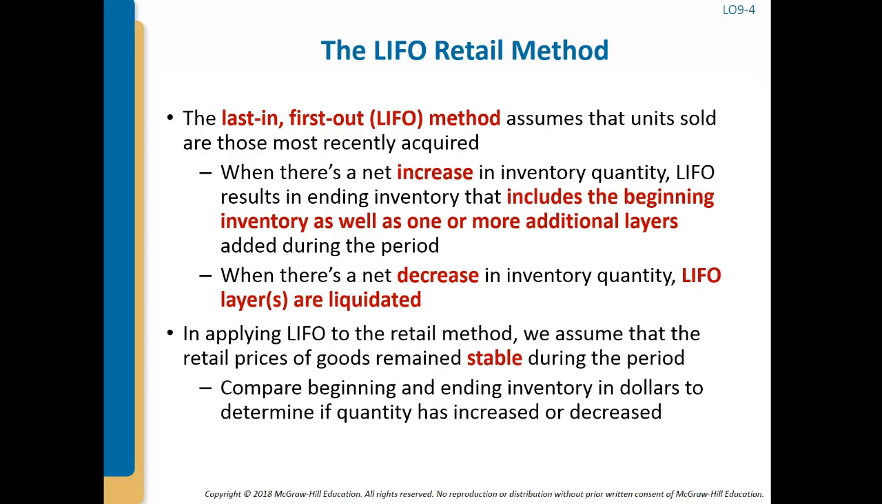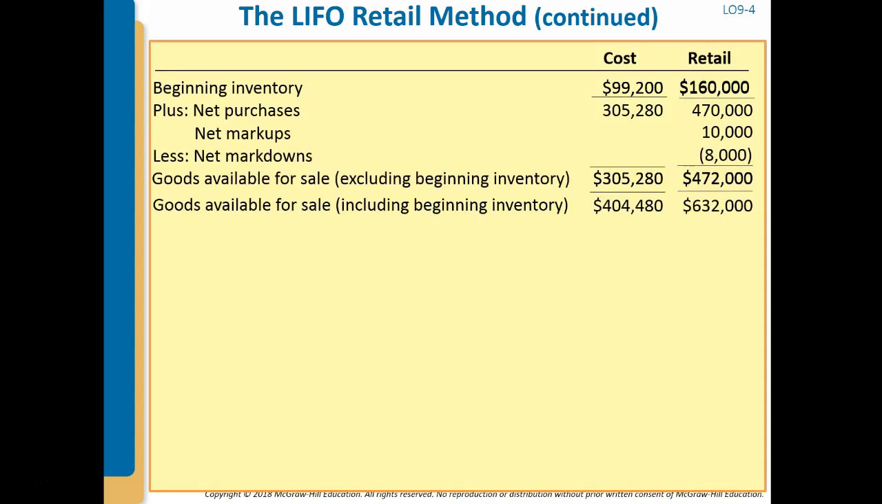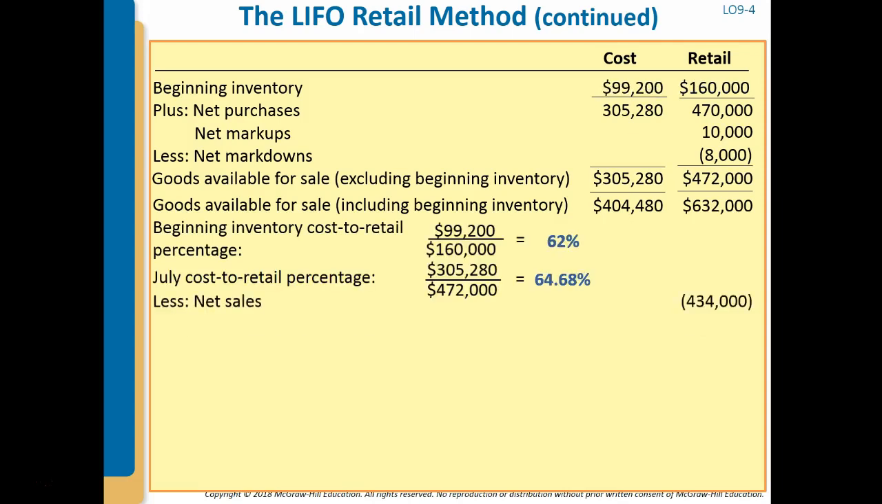In applying LIFO to the retail method in the simplest way, we assume that the retail prices of goods remain stable during the period. This assumption, which is relaxed later in the chapter, allows us to look at the beginning and ending inventories in dollars to determine if inventory quantity has increased or has decreased. So we'll use the numbers from our previous example to look at using the retail method to approximate LIFO so we can compare the results with those of the conventional retail method.